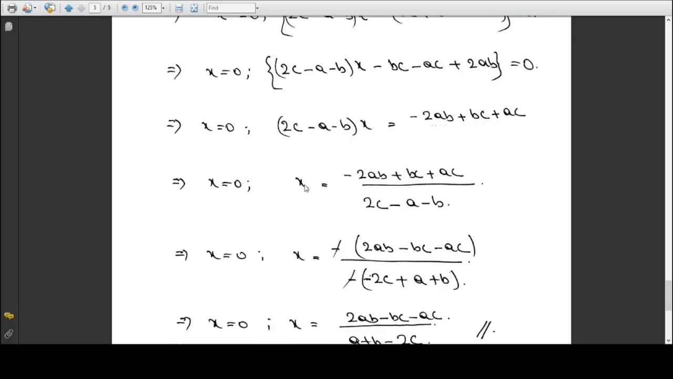Then the next step is this: x equals 0 remains as it is, but here in the next step, this x multiplied by 2c minus a minus b multiplied by x equals this much. This means x will be how much? It will be this thing divided by 2c minus a minus b.